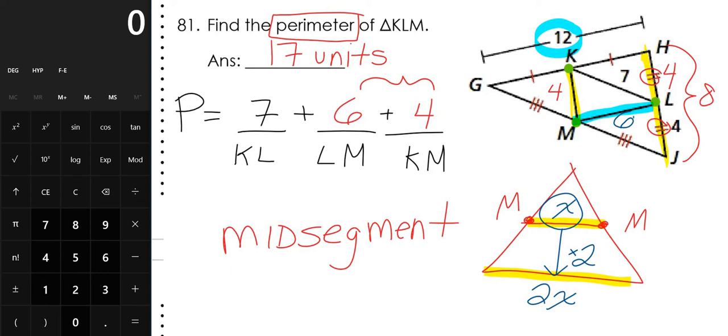Or if you work backwards and you have the length of the base, you would divide it by 2 to get the length of the mid-segment. Okay, well that completes page 16.